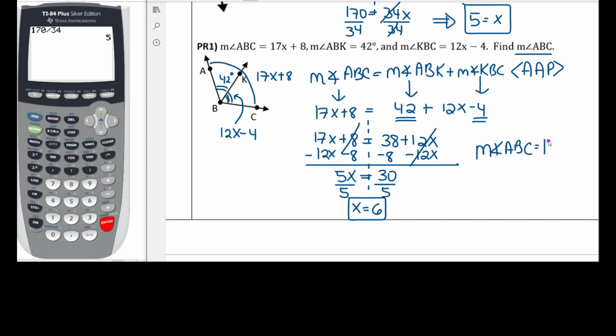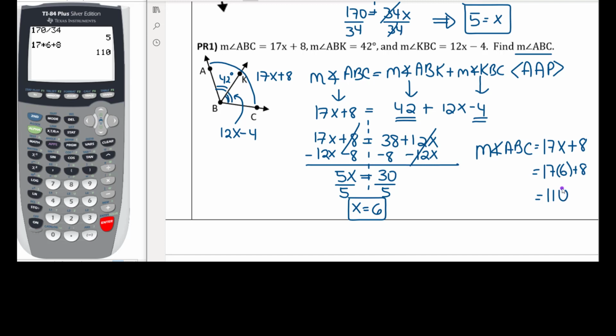So let's come over here. 17x plus 8. And this would be 17 parentheses 6 plus 8. And now right there, you can just use your calculator and punch it in. 17 times 6 plus 8 gives you 110.